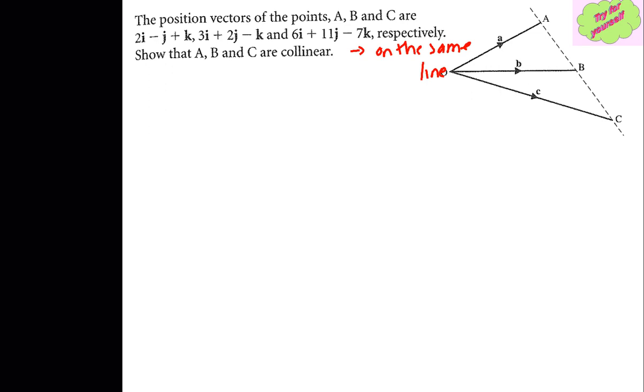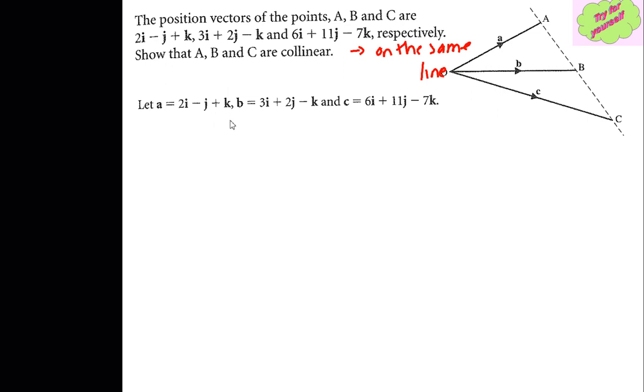Position vectors of the points A, B, and C are 2i minus j plus k, and so that's this one, going from O out to here. Then going from here to here is this vector, and from here to here is this position vector, respectively. Show that A, B, and C are collinear. Collinear means they're in the same line.